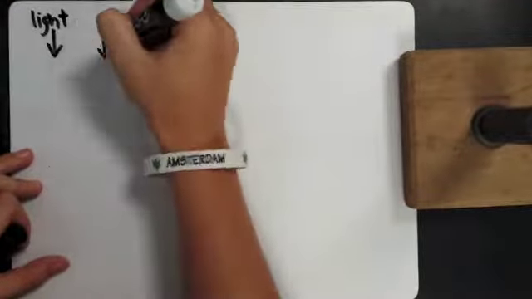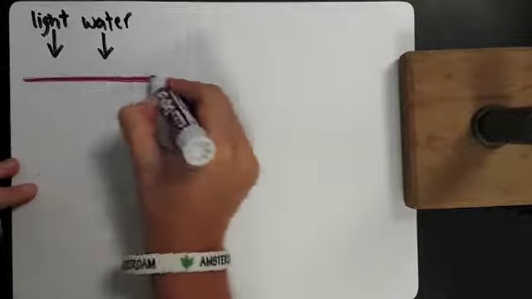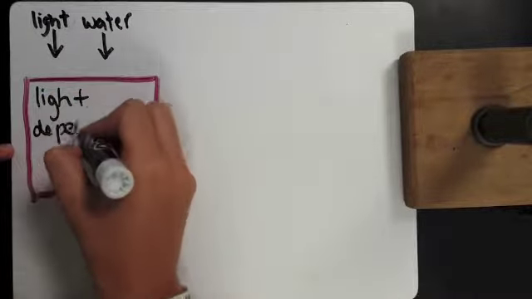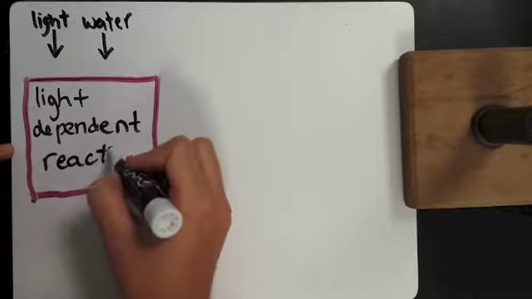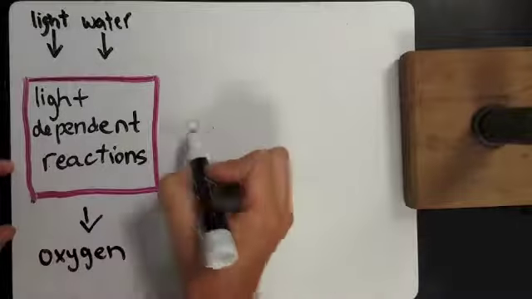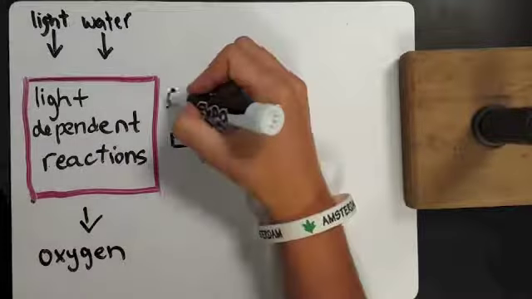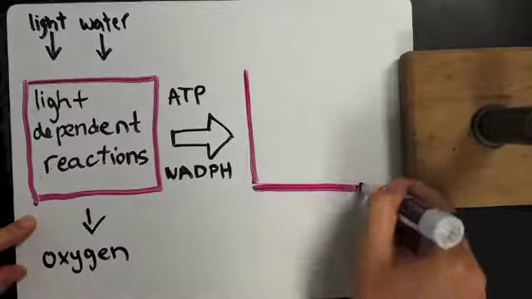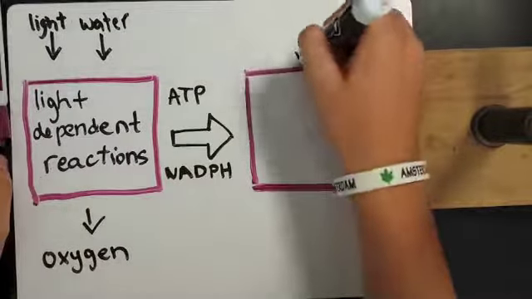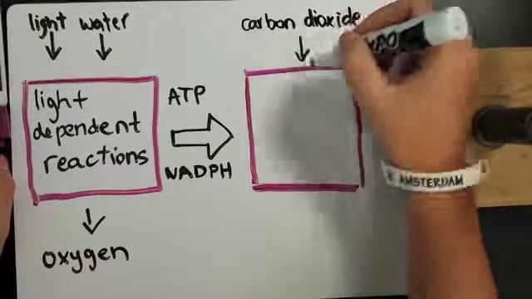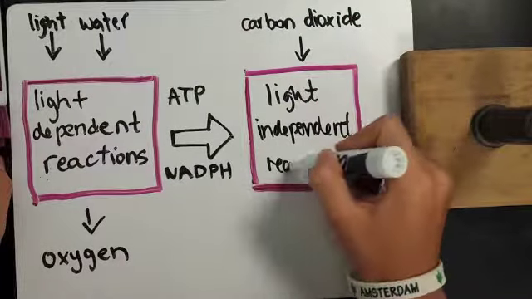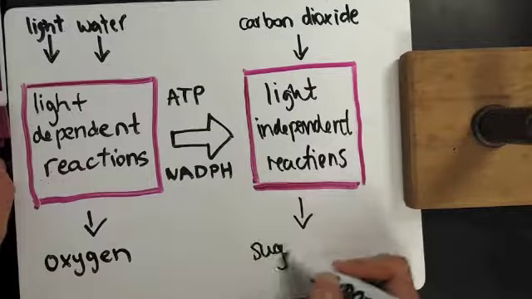There are two reactions in photosynthesis. First, light and water enter the chloroplast, and first it undergoes the light-dependent reactions to produce oxygen as well as ATP and NADPH. And then these undergo reactions with carbon dioxide in the light-independent reactions to produce sugar.